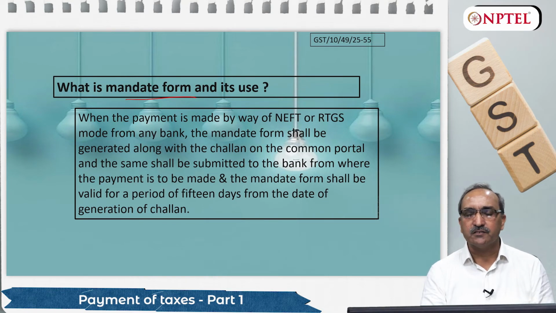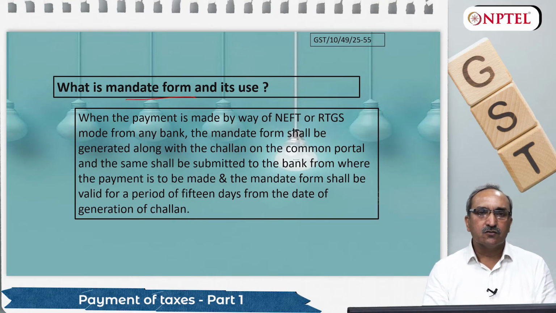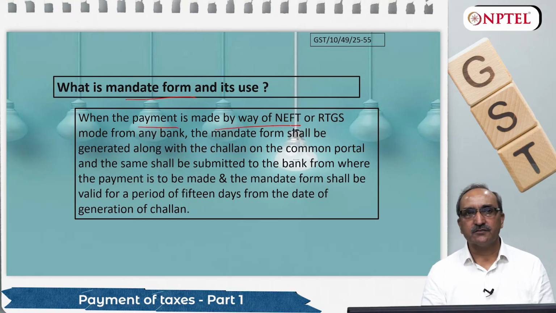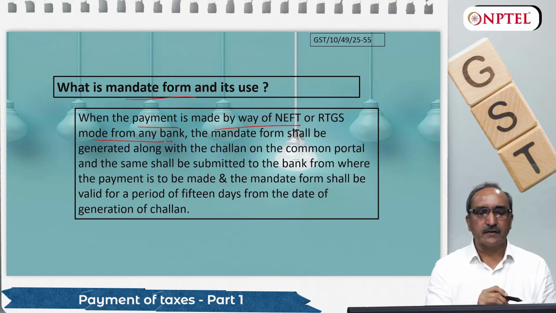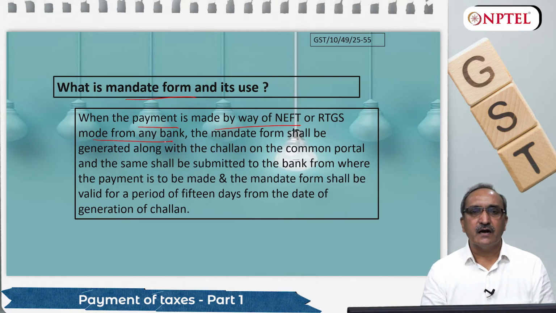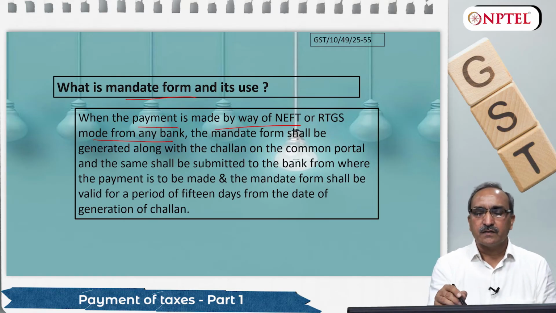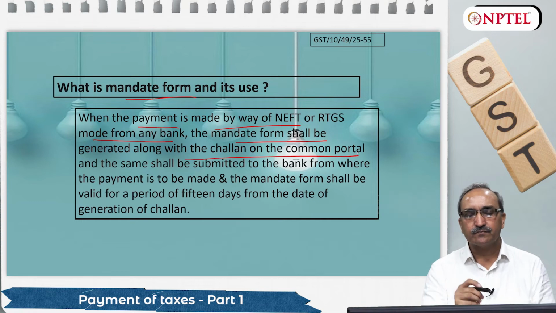What is mandate form in GST? Whenever payment is made by way of NEFT or RTGS from bank, we have to approach the bank, and in that form the name of the beneficiary, the person who is making payment, etc. are given.